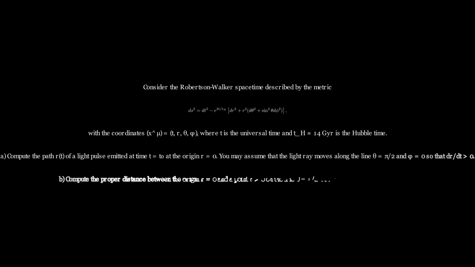Hello! In this video, we tackle a Robertson-Walker space-time problem. First, we compute the path of a light pulse emitted at the origin. Then, we calculate the proper distance between the origin and a point at a fixed universal time. Join us as we explore these fascinating aspects of our expanding universe.